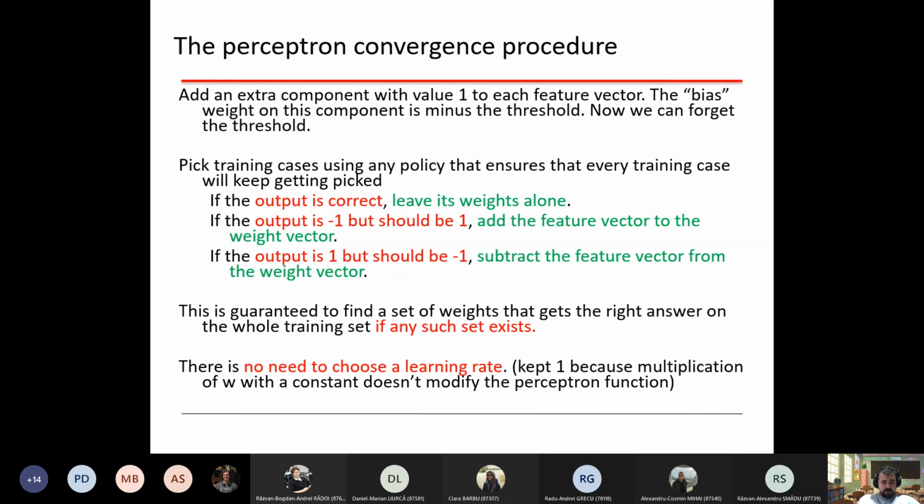And this method is guaranteed to find a set of weights that gets the right answer on the whole training set, if any such set exists. Also, there is no need to choose a learning rate, and therefore it's kept at 1, because multiplying W by a constant doesn't modify the perceptron function. It only modifies how fast it reaches the final set of weights, that is, how many steps are required to reach it.